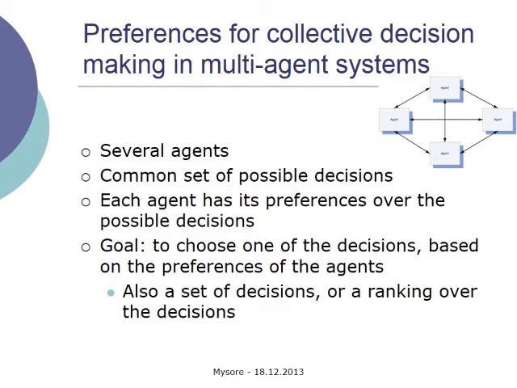So the setting that I will consider is this one. You have several agents, people, systems, software agents, whatever. I will call them agents in general, and there is a set of possible decisions that they are going to take. This set is known to everybody, so it's common to all the agents, and then each agent is going to provide preferences over these possible decisions. Now, based on these preferences of the agents, you have to choose one of the decisions, which is going to be called the collective decision. So a decision that satisfies as much as possible the preferences of these agents.